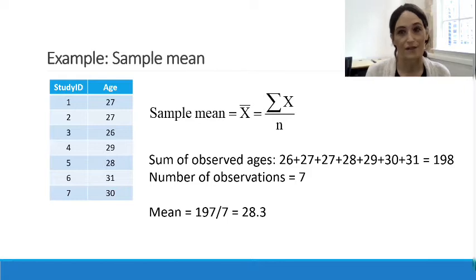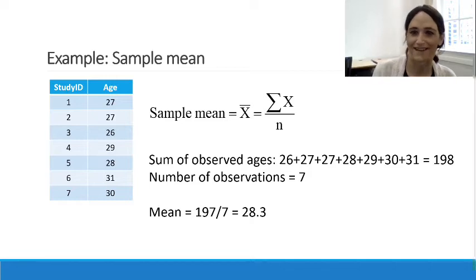So here's an example, and this is a very small study with 7 observations, but just for purposes of demonstrating calculation, we have these different ages: 27, 27, 26, 29, 28, 31, and 30. So we have 7 observations. We would simply total those values, divide it by the number of observations, and then we have our mean. I told you that was not really a scary formula.